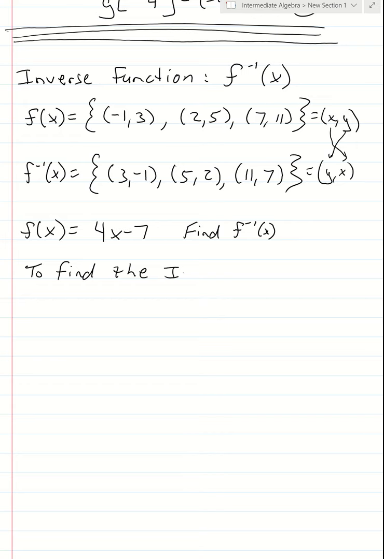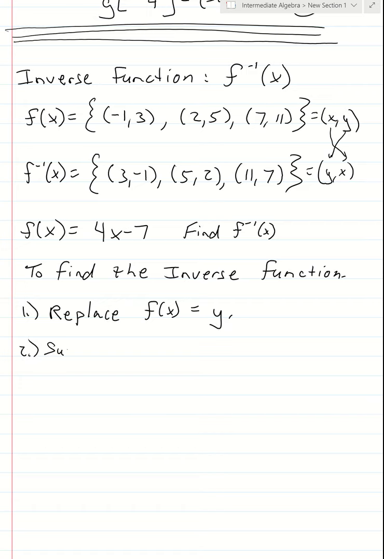So to find the inverse of a function, you're going to follow these simple 4 steps. Step 1, you want to replace f of x with y. So that function notation of f of x, g of x, j of x, k of x doesn't make a difference. Whatever that function notation is, we're going to replace it with a singular variable y.